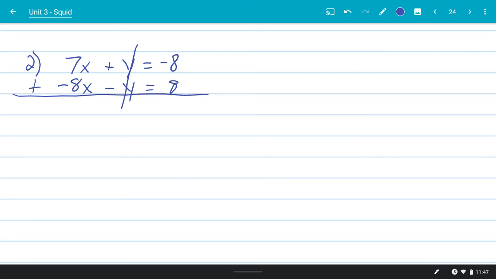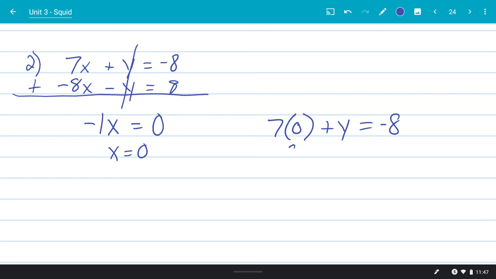So y minus y cancels, which is beautiful. 7x minus 8x is a negative 1x, and that equals 8. Negative 8 plus 8 is 0. Divide by a negative 1, x equals 0. Now I can plug that into either equation originally. Again, I'll take the top one just because that's the one I choose. So 7 times 0 plus y equals a negative 8. 7 times 0 is 0. 0 plus y equals a negative 8, or y equals a negative 8. And again, my solution is 0, negative 8.